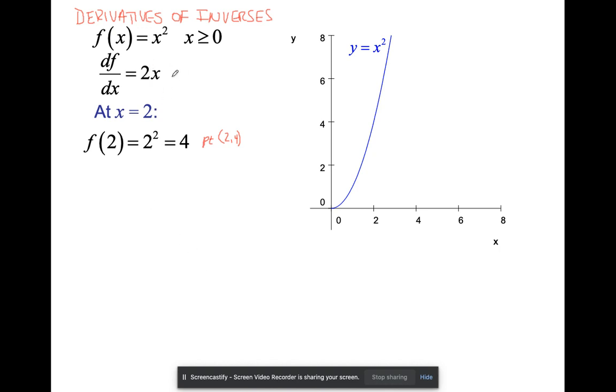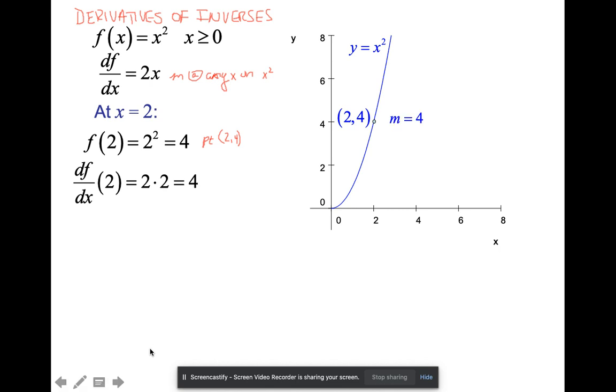If I want the slope at any x, the slope at any x on x squared comes from 2 times the x coordinate. So it just so happens that the slope is also 4. The y coordinate and the slope in this instance happen to be the same. So the slope of the curve at 2, 4 is 4. There's the red tangent line.